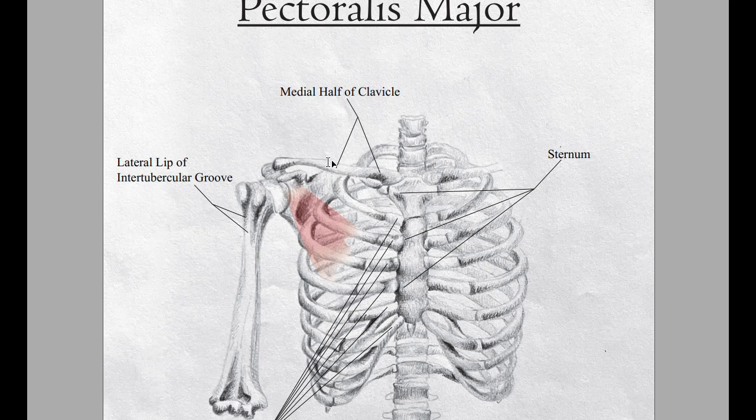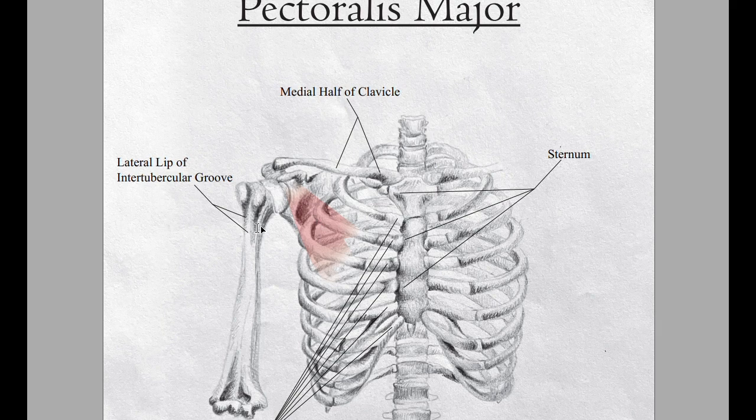Okay, but for now, pectoralis major attaches to this medial half, attaches to the sternum, the underlying costal cartilages of ribs 2 through 7, and then from there, all these muscle fibers will run out laterally to insert on the lateral lip of the intertubercular groove. Okay, the lateral lip of the intertubercular groove.